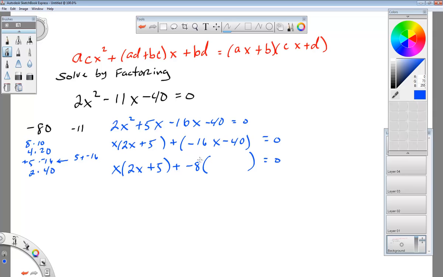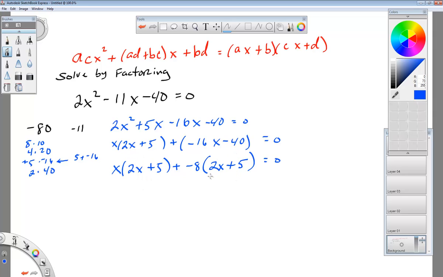So I say negative 8 times what is negative 16, and that would be a positive 2x. There's an x there too. Negative 8 times what is negative 40? Well, since I'm taking out a negative, I'm going to need this to be a positive 5. Now, here's the cool part about this red big old thing here. If I do this right, I will always get the same thing matching here and here.